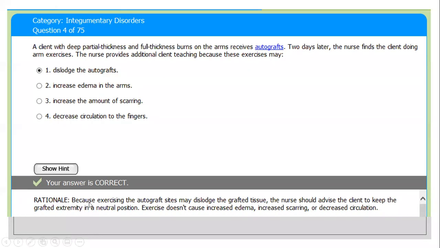The rationale said that exercising the autograft site may dislodge the grafted tissue. The nurse should advise the client to keep the grafted extremity in a neutral position. Exercise does not cause increased edema, increased scarring, or decreased circulation.